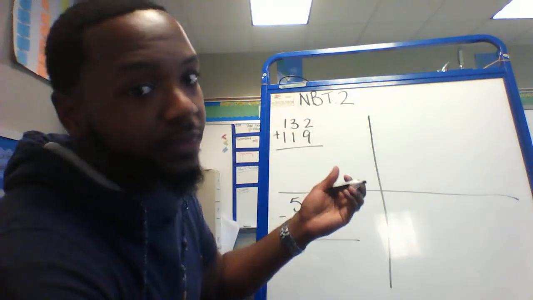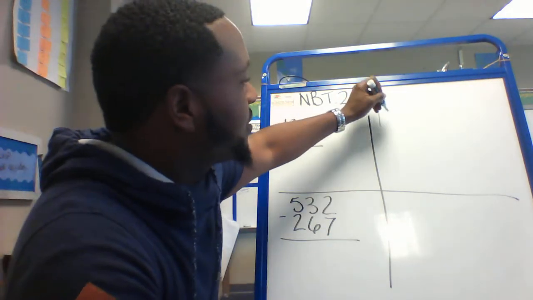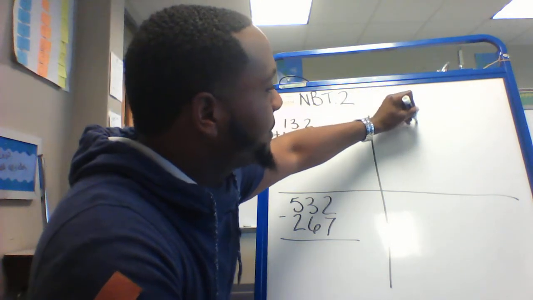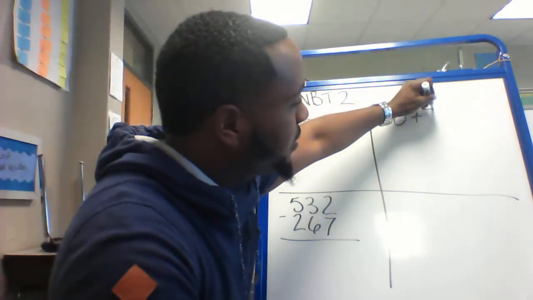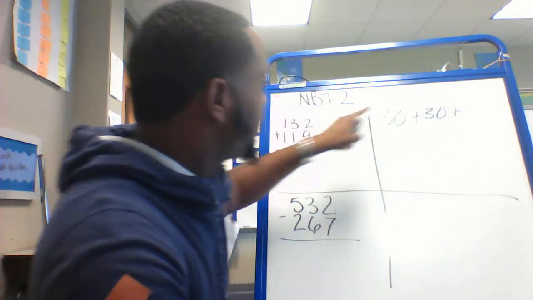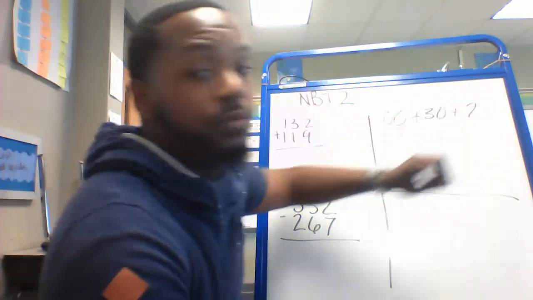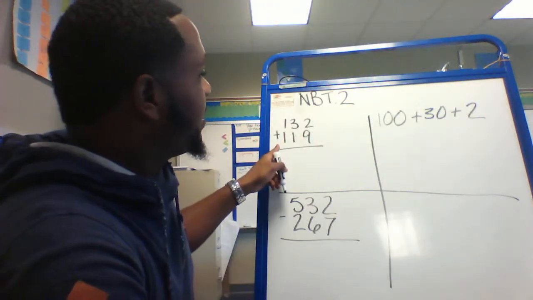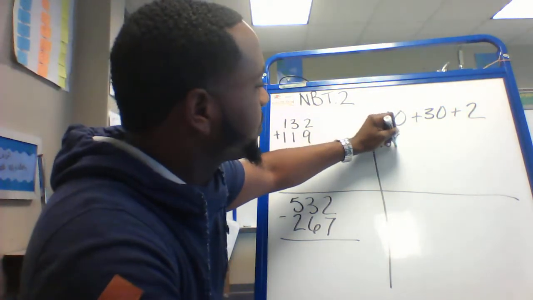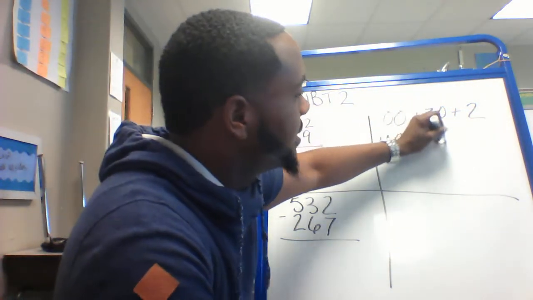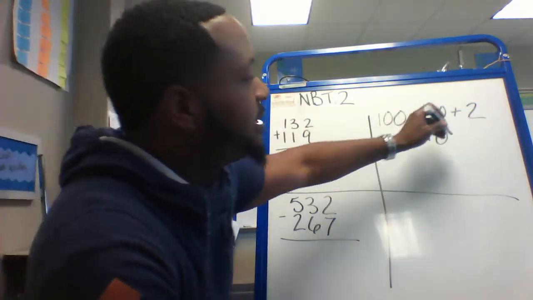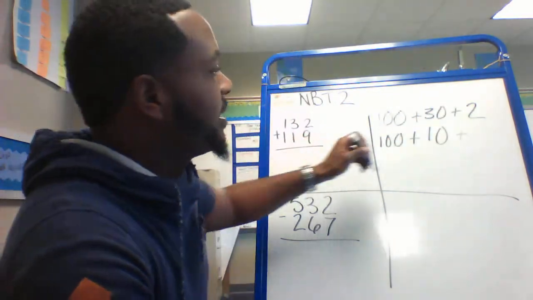So what we're going to do, we want to stretch this out. I'm going to make this 130 plus 2, okay, plus 100 plus 10, because that 1 is in the tens place, there's only one 10, and then 9.